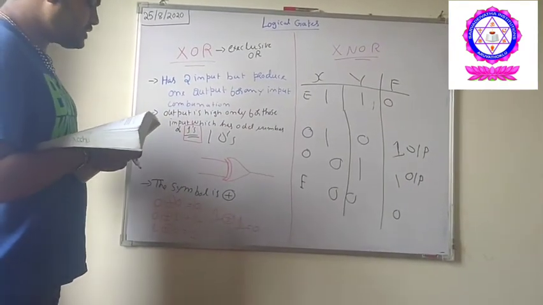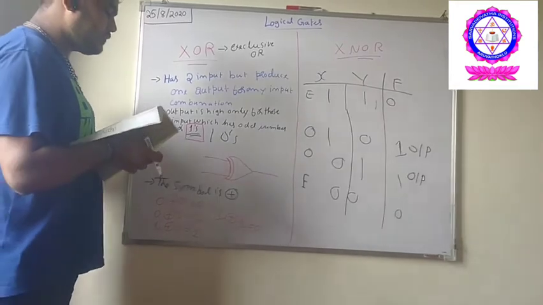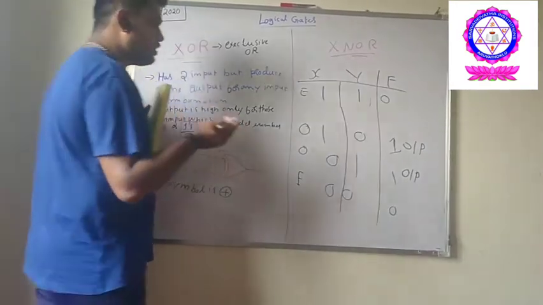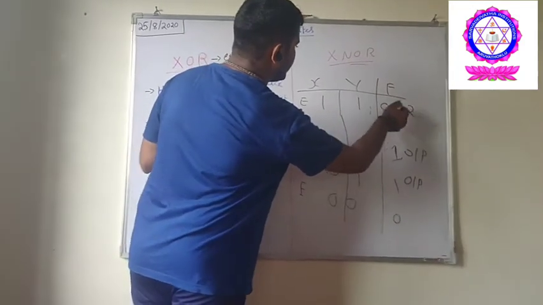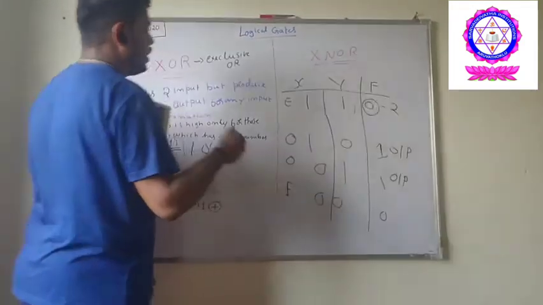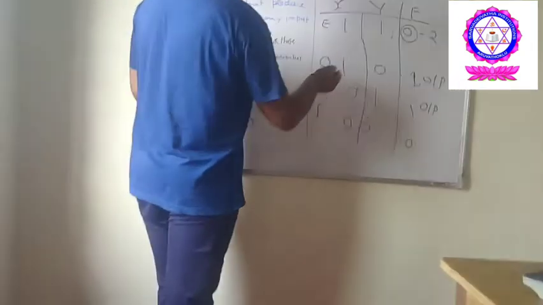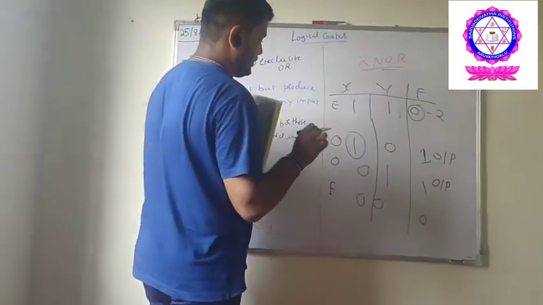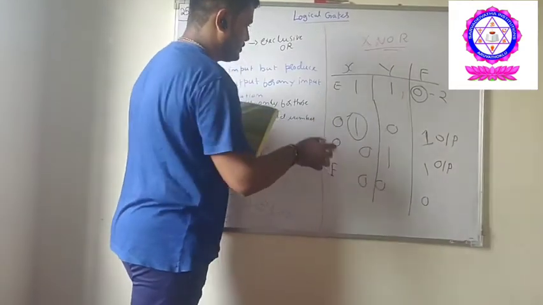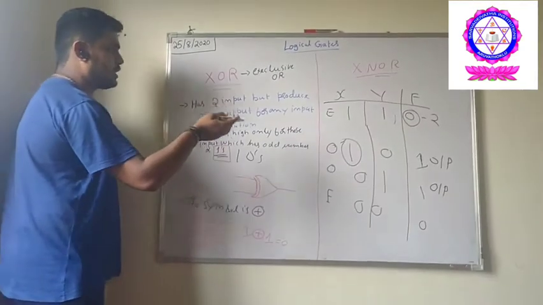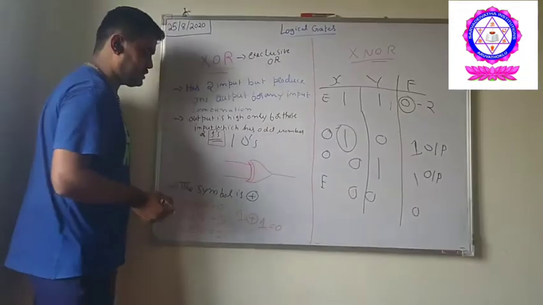Next, the output is 0 if there is an even number of ones. If there is an even number of ones, for example 1 and 1, which is an even number called 2, then your output will be 0. The output will be high, 1, only when you have an odd number of ones. So this is how an XOR gate, or exclusive OR gate, works.